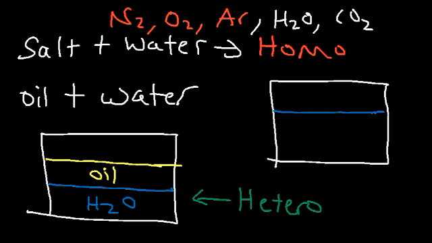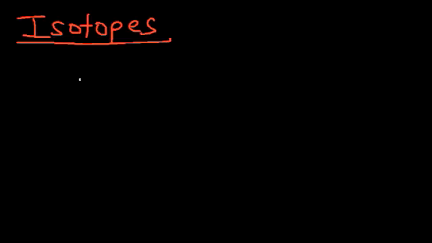So now let's talk about isotopes. So what exactly is an isotope? Isotopes are atoms of the same element but with different mass numbers. So let me give an example: carbon-12 and carbon-13.